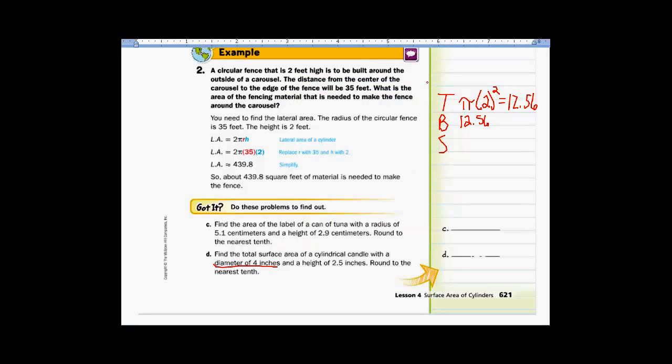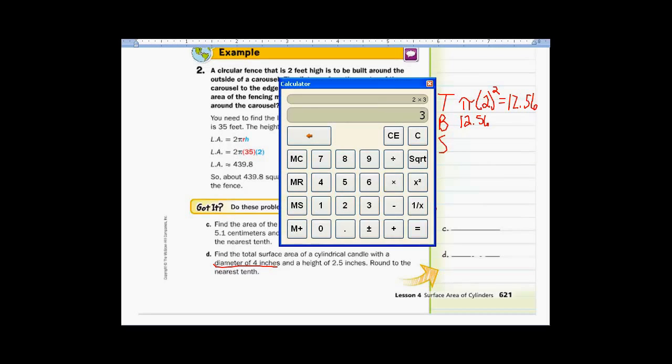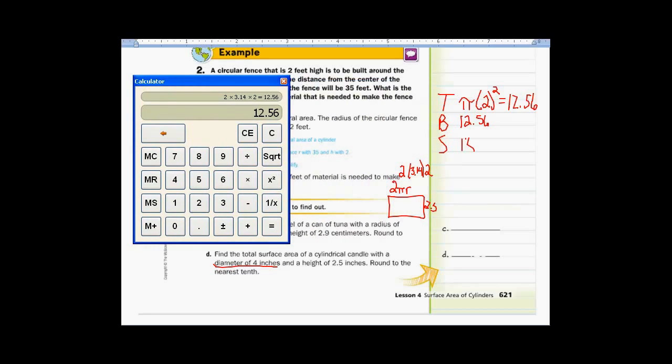Now, the height is 2.5 inches. So we know the height of the lateral. Height is 2.5. This we need, which is 2 times pi times r. So we need 2 times 3.14 times the radius, which is 2. Back to my calculator. 2 times 3.14 times 2. Back to my 12.56. Whoops. Is that my area?